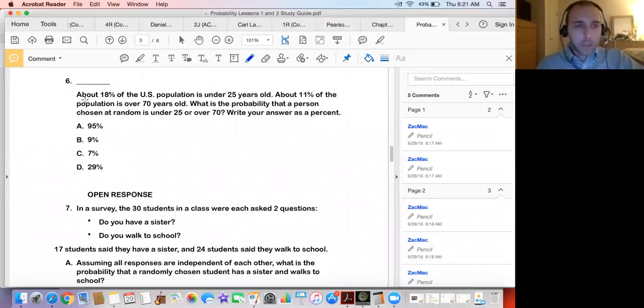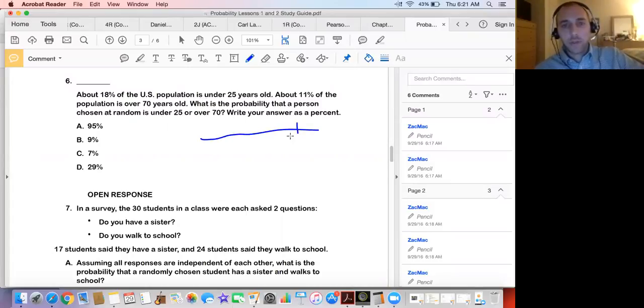Number 6, about 18% of the US population is under 25 years old. About 11% of the population is over 70 years old. What is the probability that a person chosen at random is under 25 or over 70? Write your answer as a percent. So let's make a number line to make this a little more clear.